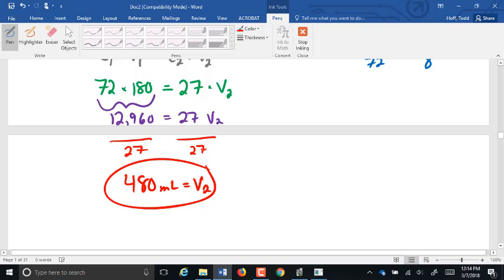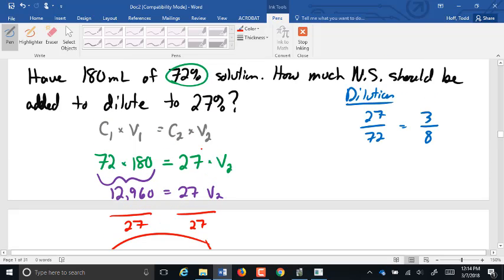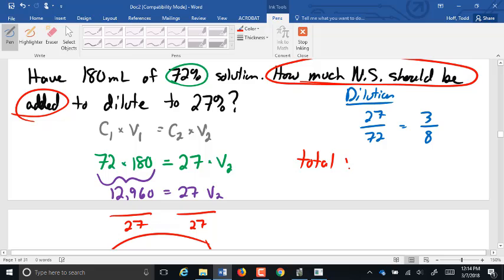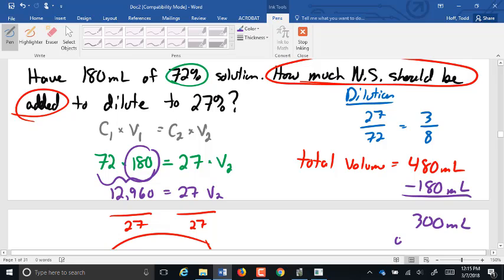Now we have to make sure we've answered the question. The question was how much saline should be added. What we found is the total volume of 480 milliliters. That's the volume after we diluted it. To get the amount of saline, well, we started out with 180 milliliters, so the difference must be what we added in saline. 480 minus 180 is 300 milliliters of saline.